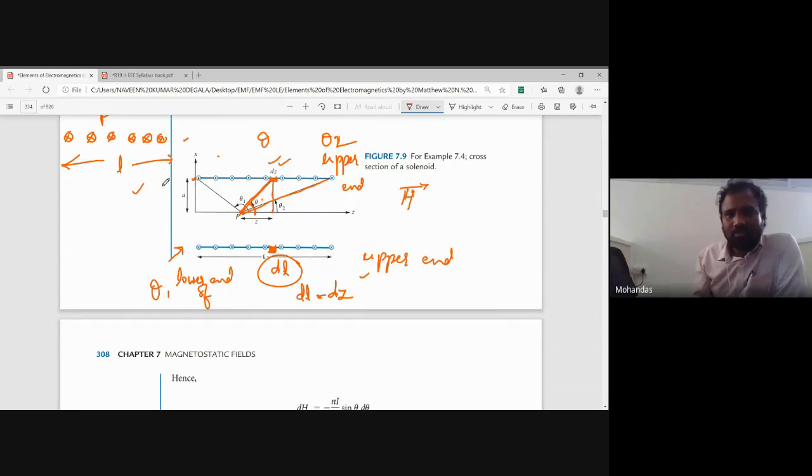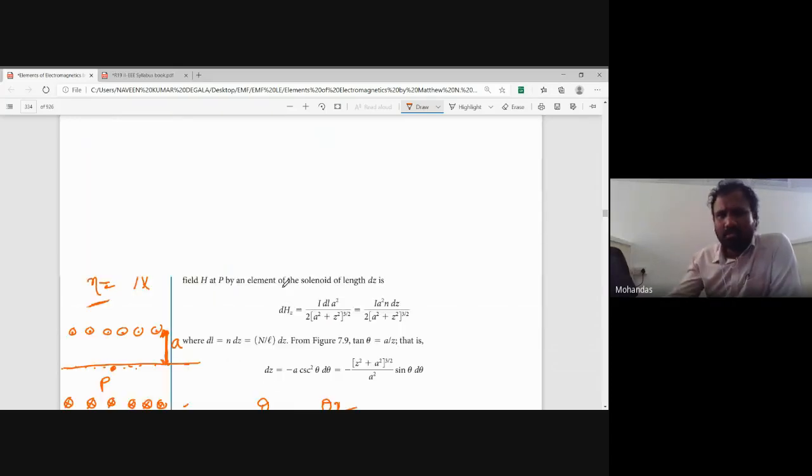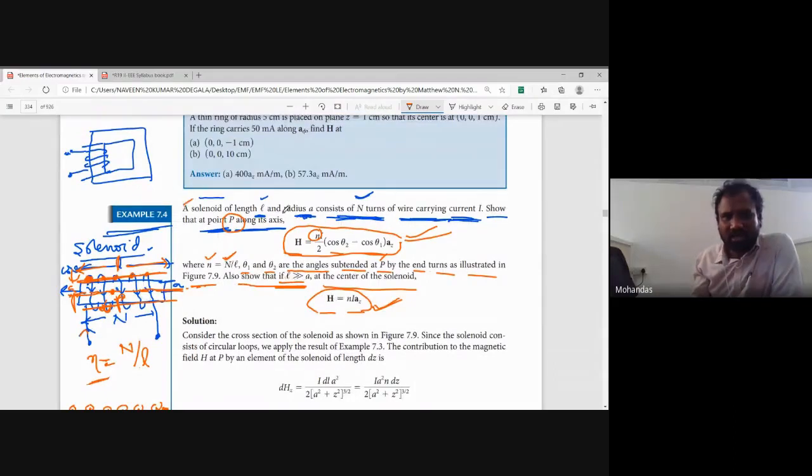Now we are going to calculate the magnetic field intensity at the field point P here. Any doubts in this? So this is a solenoid of length L and radius A, consisting of a number of turns of a wire carrying current I. We are going to calculate this derivation, where n equals total N by L. Let us come to this derivation.